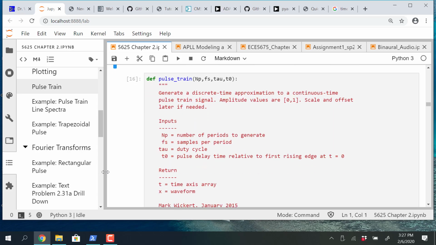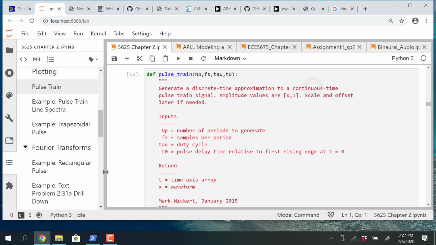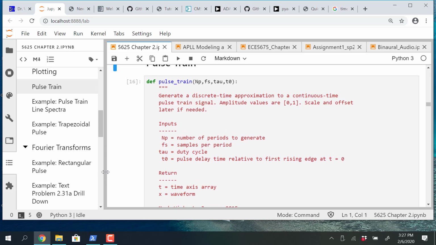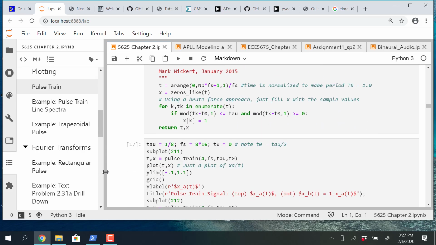So I actually created a function here in the notebook called pulse train, and all the pulse train function does is replicate a rectangular pulse up and down the axes, and I did it in a novel, creative way using a mod function. So you might want to study this sometime.